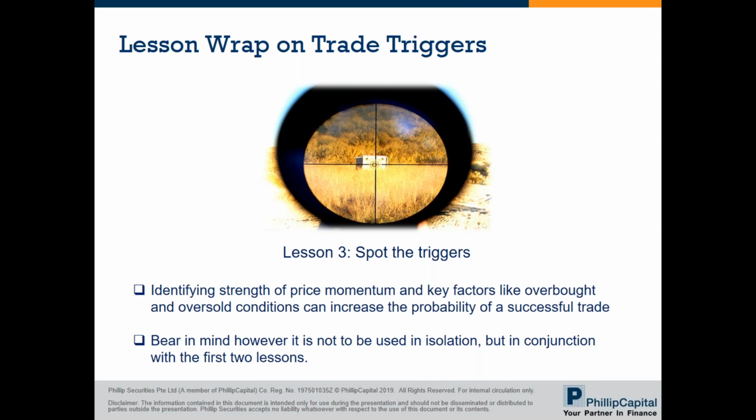Right, so we have learned how to identify the strength of price momentum and key factors like overbought and oversold using the MACD indicator and RSI respectively. This can increase the probability of you placing a successful trade instead of just relying upon gut feel, or sudden price action. Right, it gives you clarity in your trading.